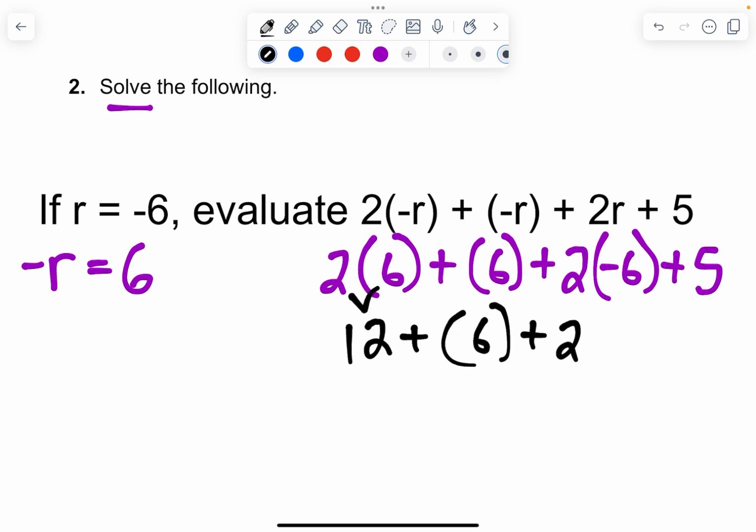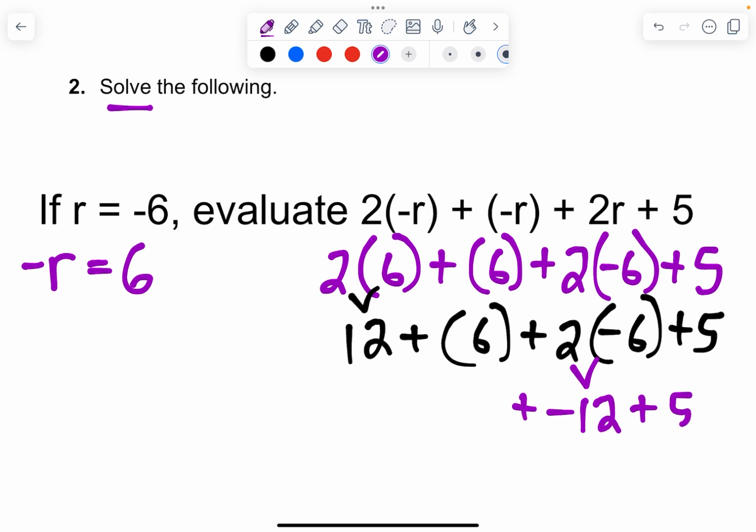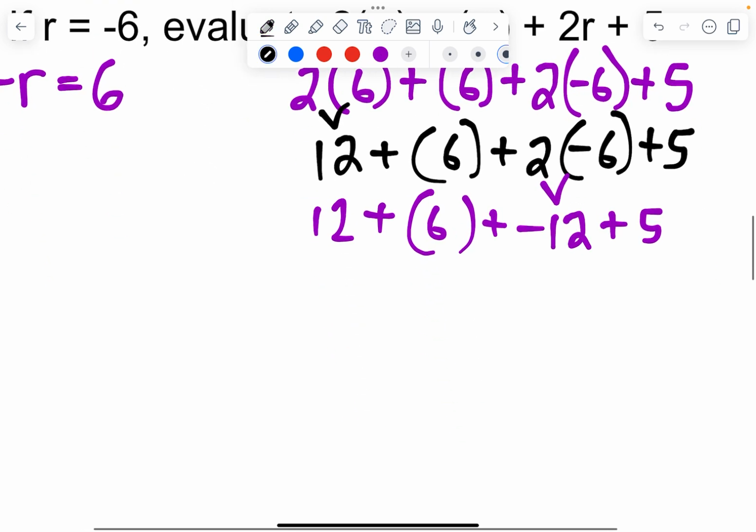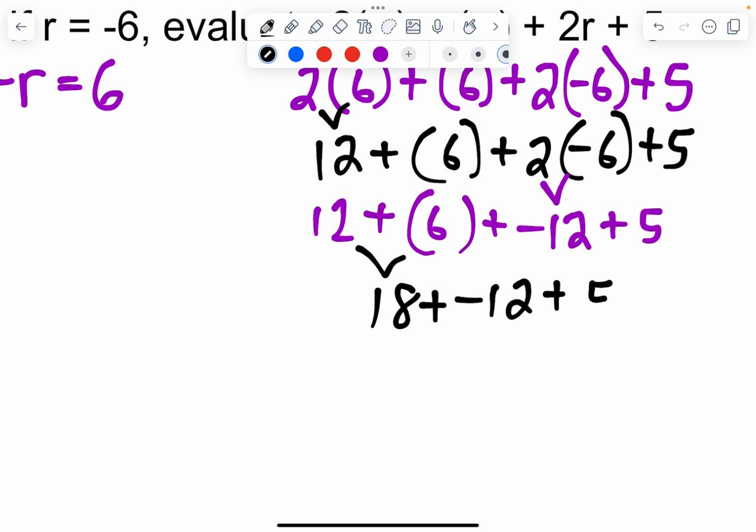Write the rest down. Do one thing at a time. You notice that I have some more multiplication right here, which is negative 12. And I write down the rest of it. Okay, now addition, subtraction from left to right. So 12 plus 6 is 18, plus a negative 12 plus 5. Left to right, I'm going to go like this.